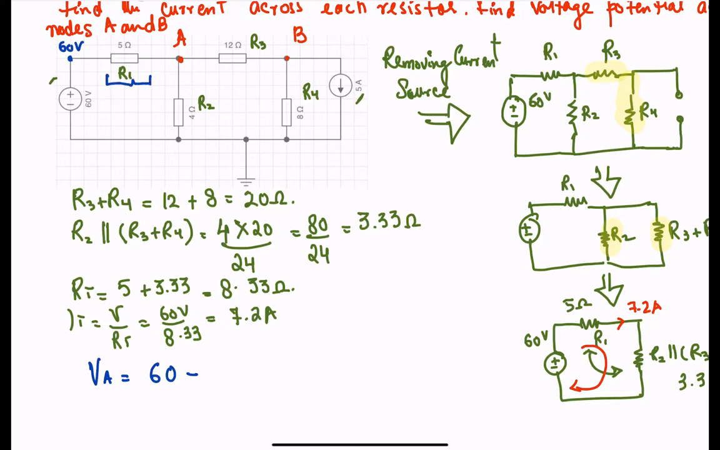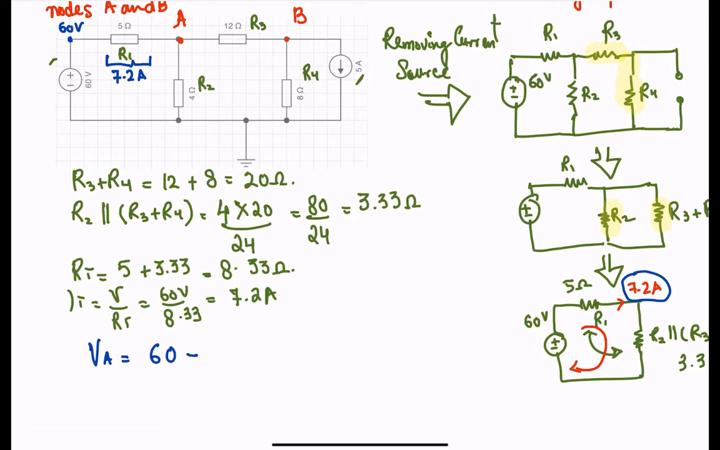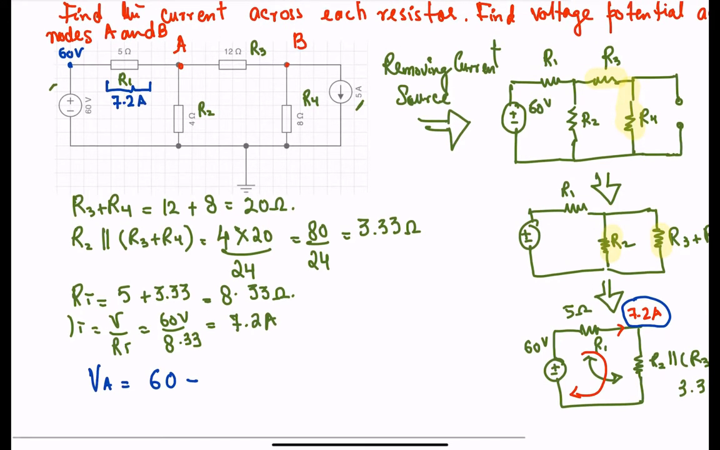We already know the current that's flowing here is 7.2 amps. We just got that, right? So this is going to be 7.2 amps, the total current that's flowing. So I can simply apply Ohm's law here. VA equals 60 volts minus the voltage drop across R1. The current across that resistor is 7.2, the value of the resistance is 5, and if I do the math, I basically get 24 volts here.